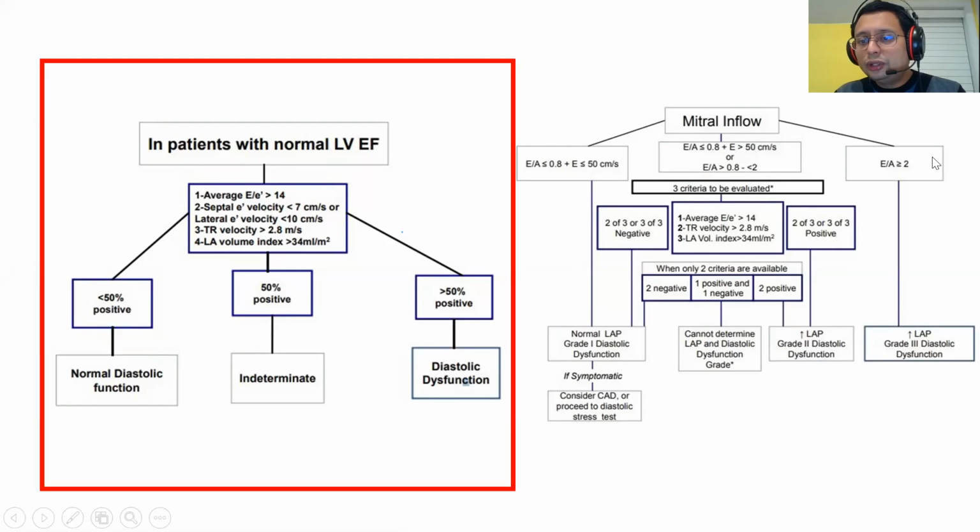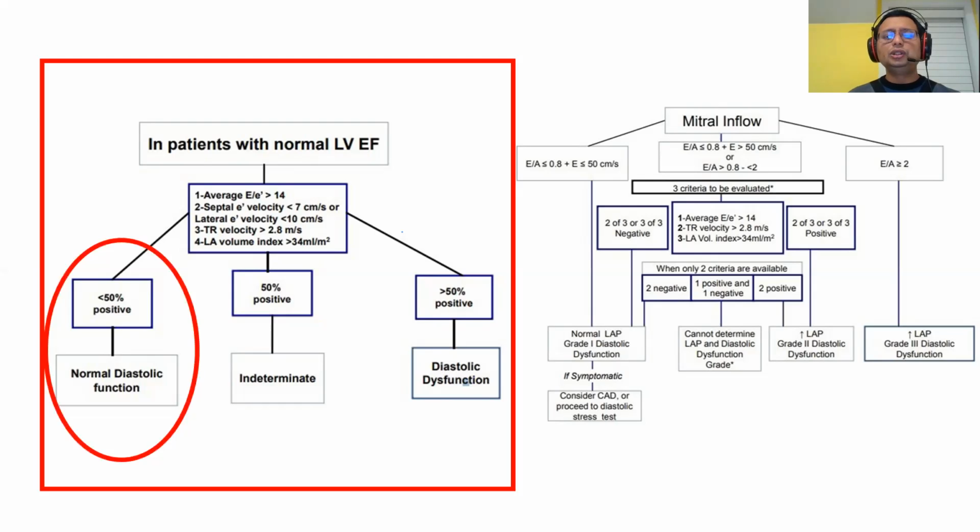Because if you go to algorithm 2, E over A is more than 2, you straight away will say the patient has restrictive diastolic function, which doesn't make sense. So how do we explain this patient? This patient has E over A more than 2 because this patient has supranormal diastolic function. The left ventricle sucks the blood so fast from the left atrium that the E over A is more than 2. It's simply normal diastolic function.